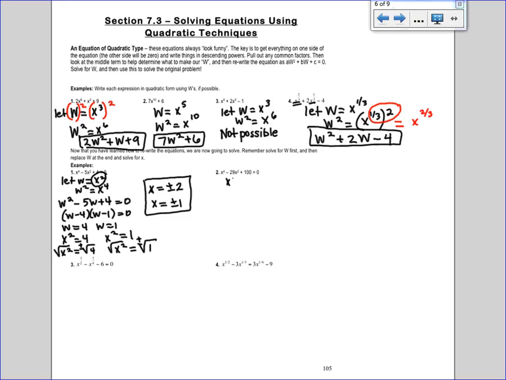The next one, you have x to the 4th. W equals x squared, so w squared is x to the 4th. So when you replace, you get w squared minus 29w plus 100 equals 0. This one looks kind of hard to factor, but if you think of numbers that multiply to be 100 and add to be 29, 25 and 4, they both need to be negative. That means w equals 25 and w equals 4.